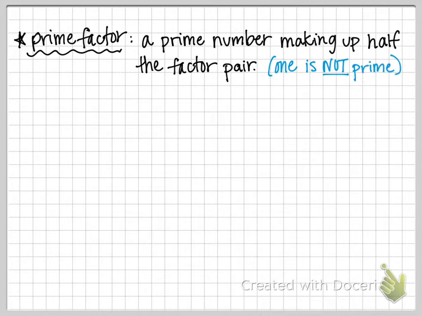Now let's talk about prime factors and then prime factorization. So prime factors are when a prime number makes up half the factor pair. So a prime number makes up half the pair. Remember that, what is a prime number? What's the definition of a prime number? Will? It can only be multiplied by 1 and itself. Yes. A prime number, I'm going to write this here just in case we don't have it.